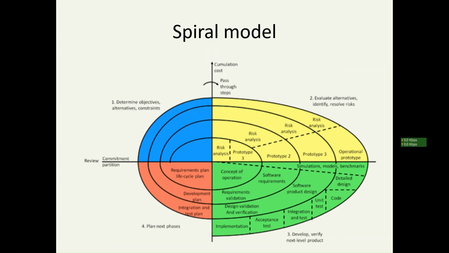Okay, and next one is the spiral model. Spiral model is a combination of waterfall and prototype. First you show a demo to the customer, the prototype. If the customer is agreeing, you follow the waterfall model. So the drawbacks of the waterfall model will all come in the spiral model.